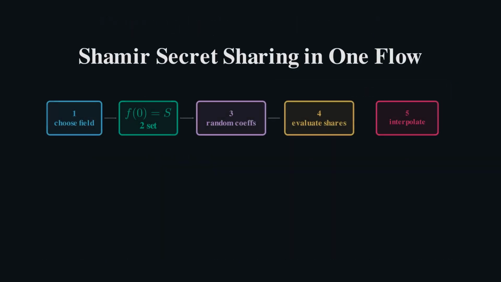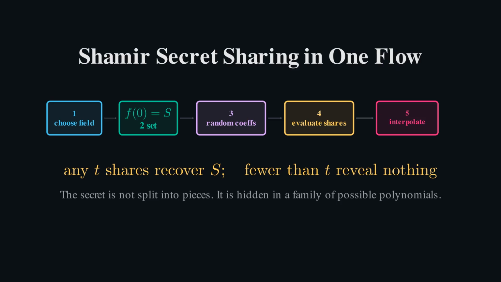The complete flow is simple. Pick a finite field, put the secret at f of 0, choose fresh random coefficients up to degree t-1, evaluate the polynomial at non-zero x values to create shares. Later, any t shares interpolate the value at 0 and recover the secret. Fewer than t shares still fit every possible secret, so they reveal no information about which secret was chosen.